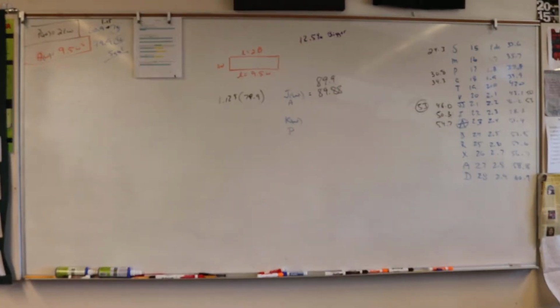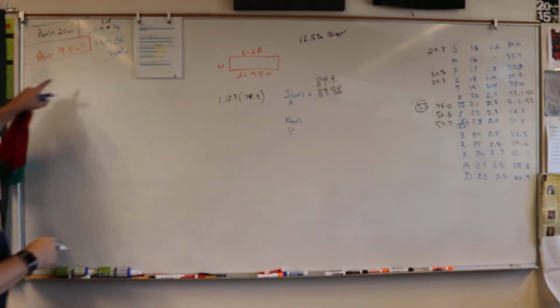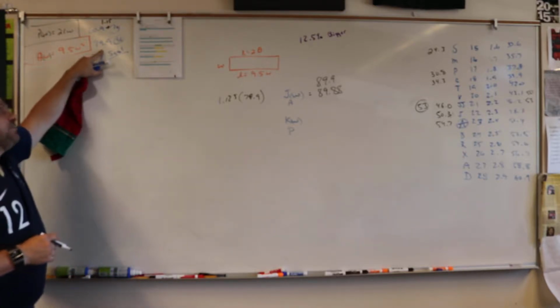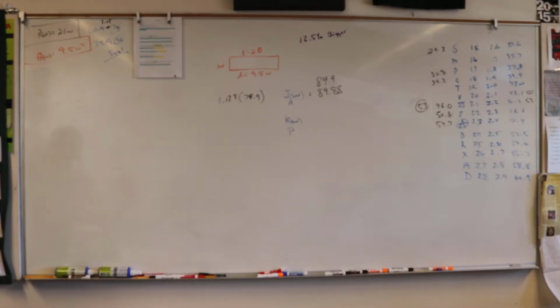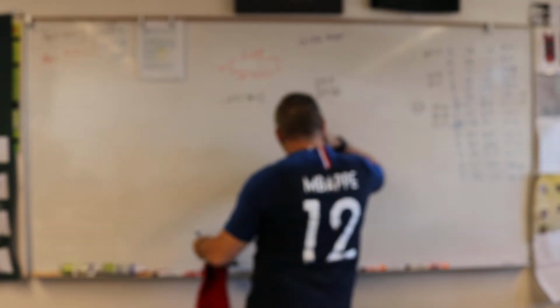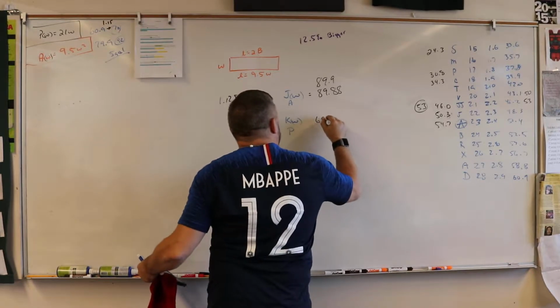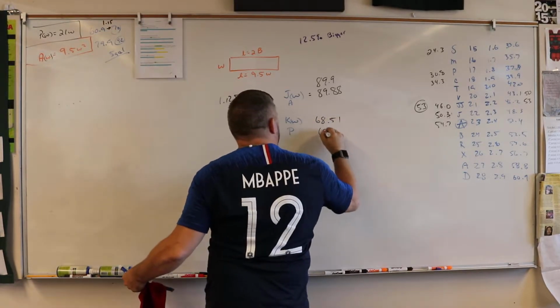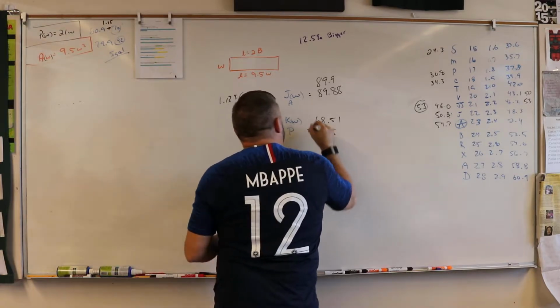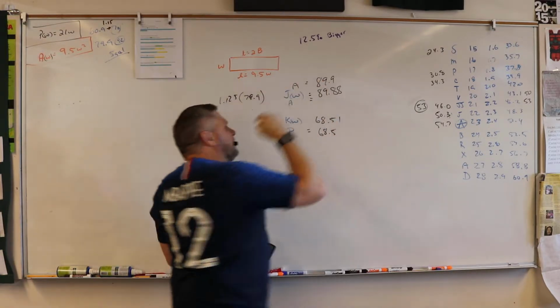Then I'm going to do the same thing to my perimeter. I got to do the same thing to my perimeter. So I got to take my 60.9, times 1.125, equals 68.5. It's actually 68.51, which is 68.5. Okay? So that's what my area is, that's what my perimeter is.